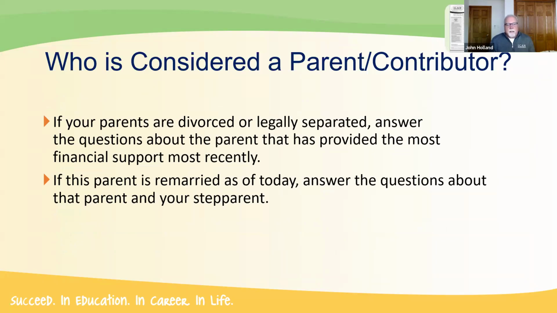Now, then it goes on to say, though, once that's determined, as of today, is that parent remarried? And if so, that parent plus their current spouse's information is used. It does not matter what a divorce decree says. It does not matter who claims a student on the taxes. It's strictly who provided most of the financial support during the last year. And then once that's determined, if that parent is remarried, that parent plus the current spouse's information is used. Now, if that parent is not remarried, it would just be that parent's information that goes on the rest of the application.